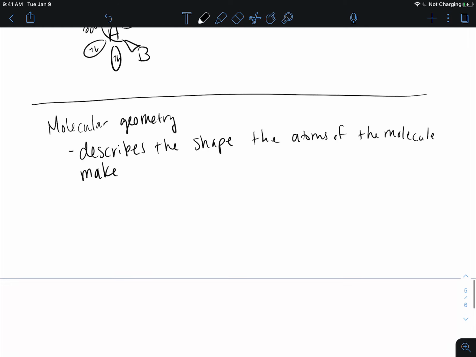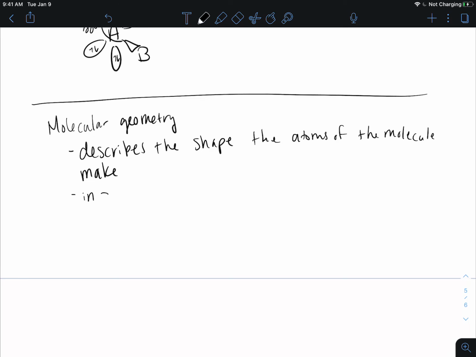So in the case of our structures where we don't have any electron pairs, our molecular geometry will be the same as our electron domain geometry because they're equivalent, right? They're both showing the same geometry because our structure has no lone pair.